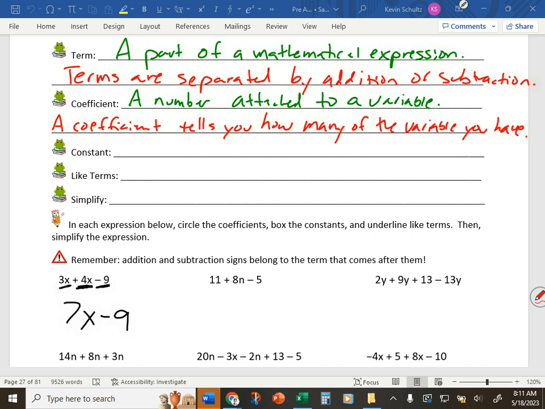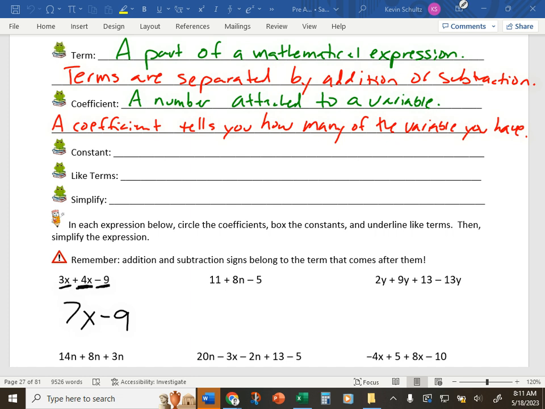We talked about that down here, right? 3 x's, 4 x's, 3 tacos, 4 tacos, right? That coefficient tells you how many there are, so that when you combine them, that's how we know that total we have 7. We have 3, get 4 more, total we have 7. That coefficient comes before the variable, it tells you how many of the variable you have.